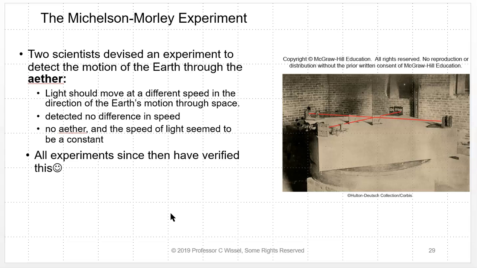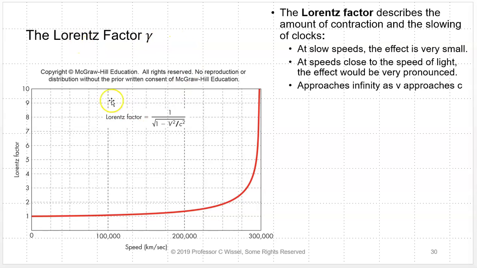That means there is no ether and the speed of light seemed to be a constant, and light travels just fine through a vacuum of space. All experiments since then have verified this. Now here's the Lorentz factor plotted against the speed. The Lorentz factor describes the amount of contraction and the slowing of clocks. At slow speeds, the effect is very small. It's essentially equal to 1. But as the speed gets closer and closer to the speed of light, the Lorentz factor approaches infinity.